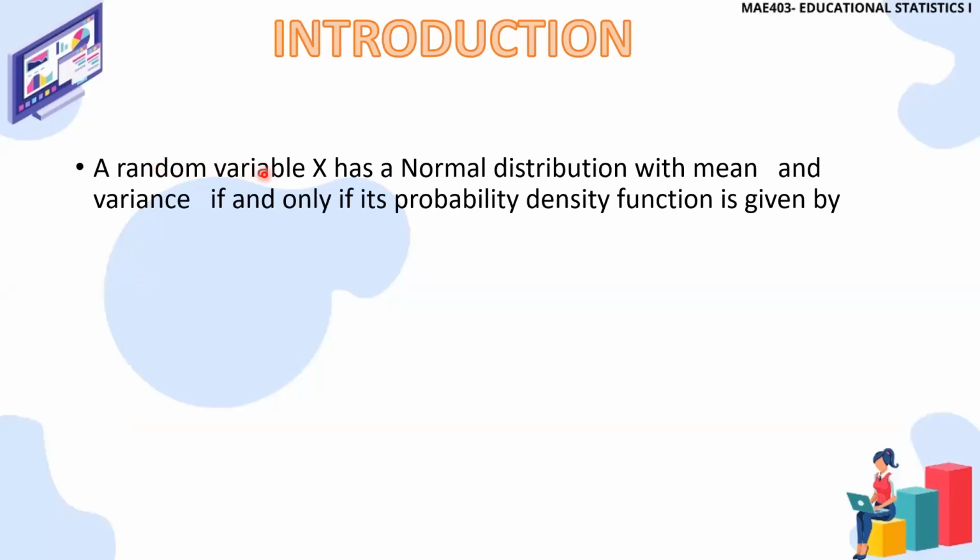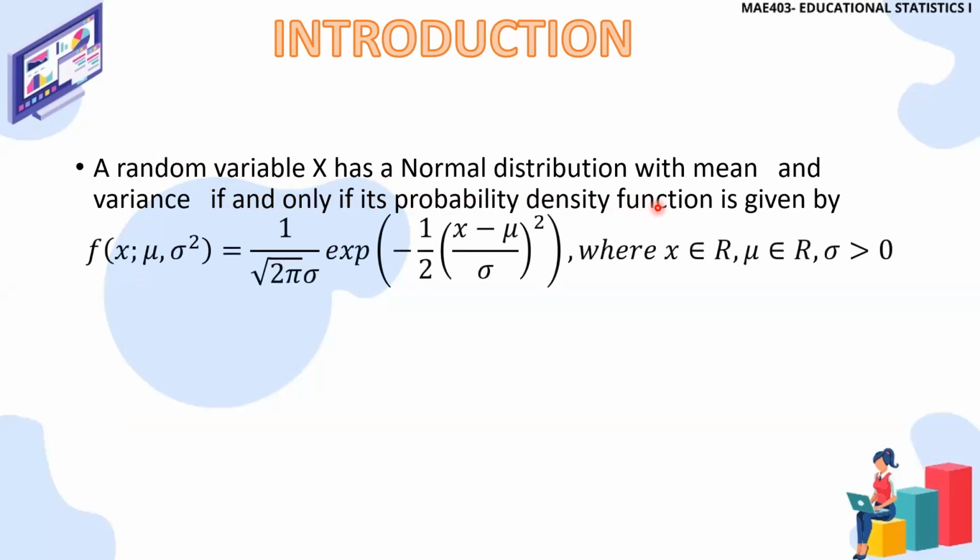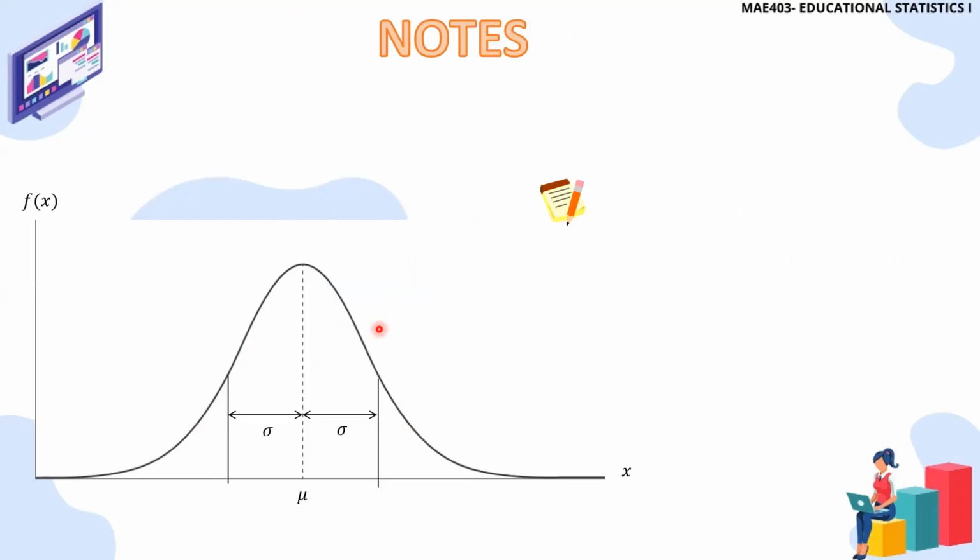Normal distribution: a random variable x has a normal distribution with mean mu and variance sigma squared if and only if its probability density function is given by 1 over square root of 2 pi sigma, exponential of negative 1 over 2 times (x minus mu divided by sigma) squared, where x is an element of R, mu is an element of R, and sigma must be greater than 0. It is denoted by x is normally distributed with the mean and variance.